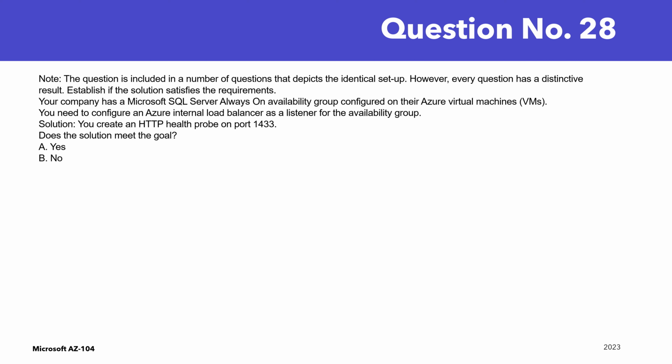Note: The question is included in a number of questions that depict the identical setup. However, every question has a distinctive result. Establish if the solution satisfies the requirements. Your company has a Microsoft SQL Server Always On Availability Group configured on their Azure Virtual Machines, VMs. You need to configure an Azure Internal Load Balancer as a listener for the availability group. Solution: You create an HTTP health probe on port 1433. Does the solution meet the goal? A. Yes. B. No. Correct answer: B.